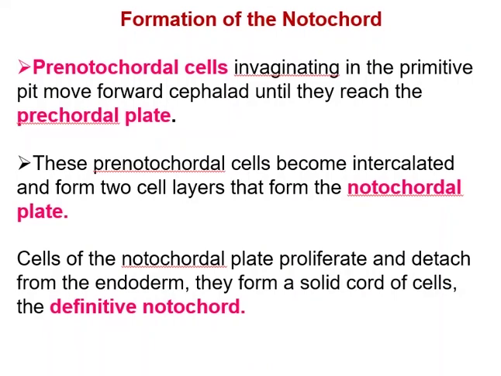Regarding the formation of the notochord, we have pre-notochordal cells that invaginate in the primitive pit. These cells move forward toward the head, or in the cephalic direction, till they reach the precordal plate, and these cells become intercalated and form a two-cell layer that forms the notochordal plate. This plate proliferates and detaches from the endoderm, and finally they form a solid cord of cells. This is the definitive notochord.